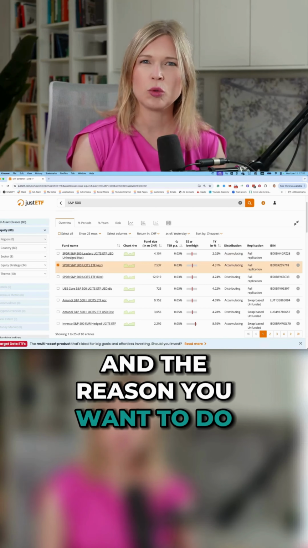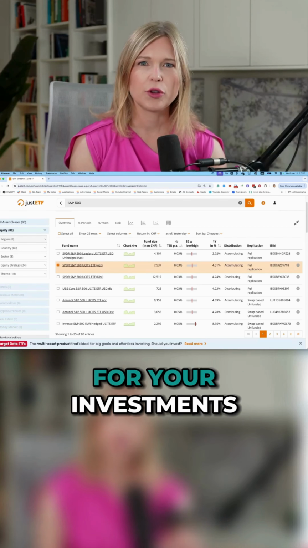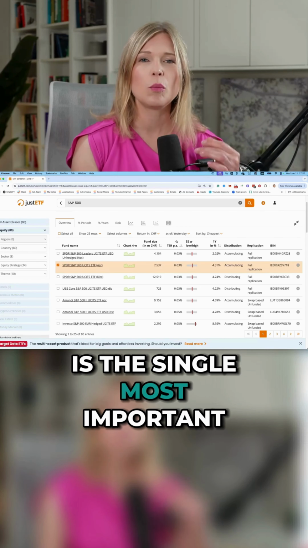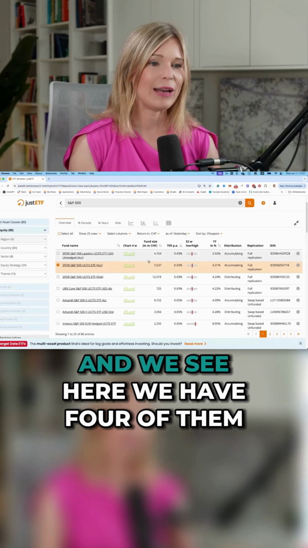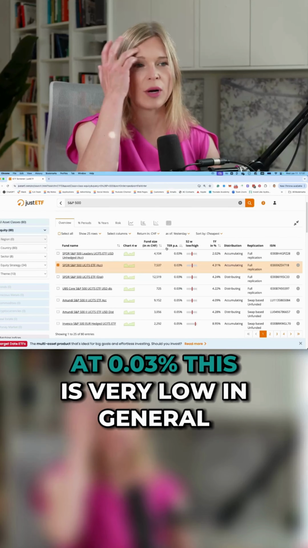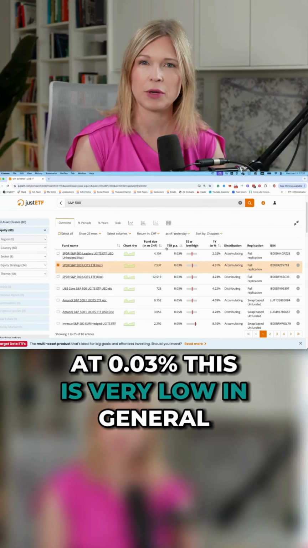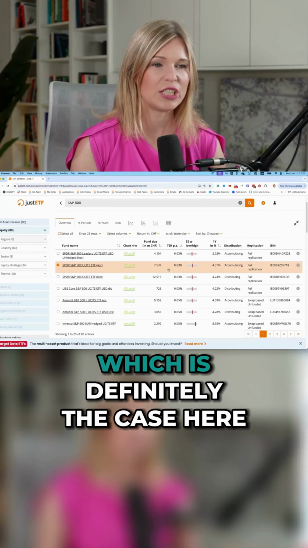The reason you want to do that is that, as I mentioned before, having low fees for your investments is the single most important thing you need to look at to make sure your portfolio is growing as it should. And we see here we have 4 of them that have the lowest total expense ratio at 0.03%. This is very low. In general, you want to stay below 0.20%, which is definitely the case here.